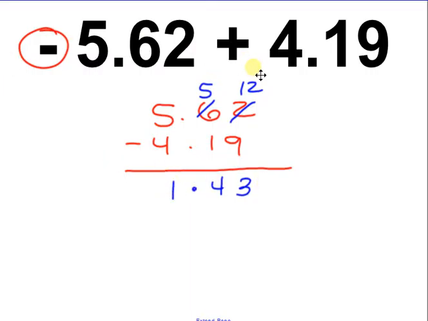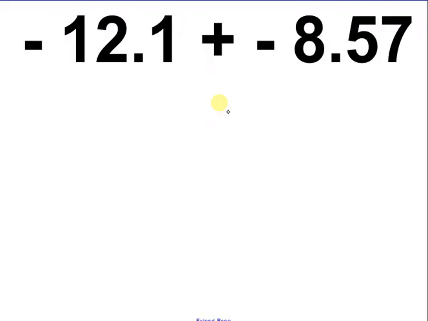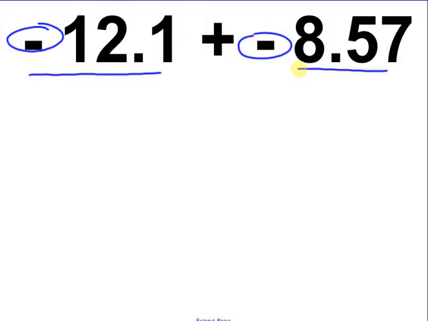Go back up to your original problem, 5.62, 4.19. Which number is bigger? The 5.62 is bigger, it's negative, and so your answer is going to be negative. So your answer is negative 1.43.